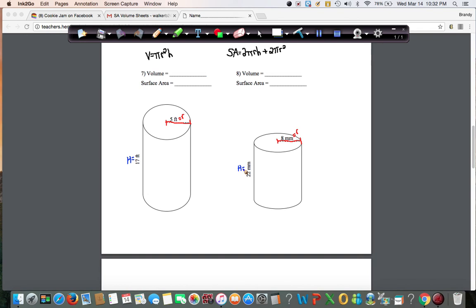So now that we have everything labeled, let's solve it. Remember, first step, find your formula. Second step, label. Third step, solve. So volume over here is pi. Remember, they give you pi. I'll put it up here just in case you need it.